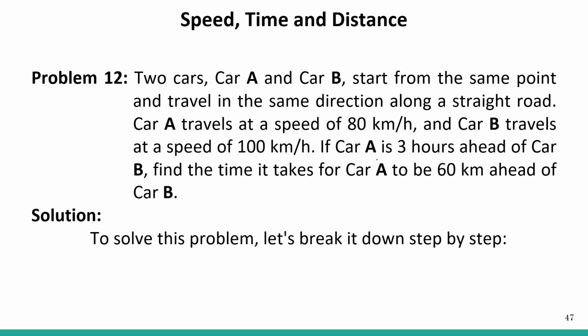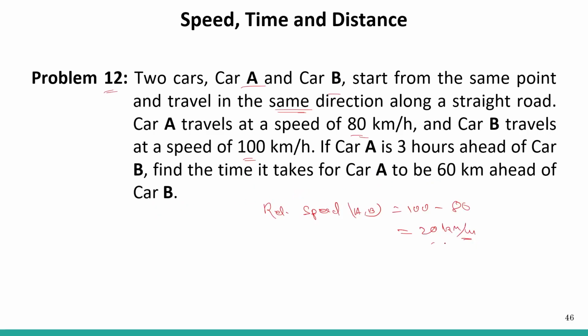So if car A is 3 hours ahead of car B, find the time it takes for car A to be 60 km ahead of car B. Right now their relative velocity is this much. So if car A is 3 hours ahead, the speed of car A is 80 km per hour. So 80 into 3 is equal to what?